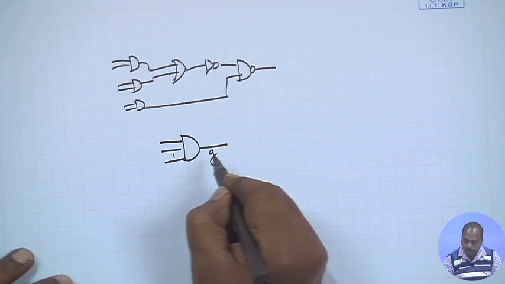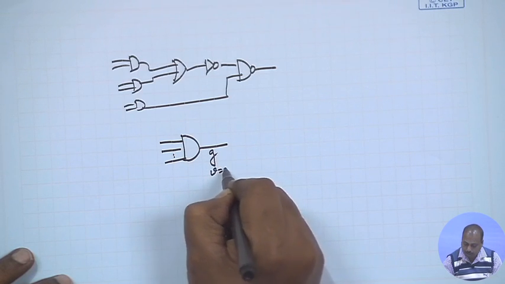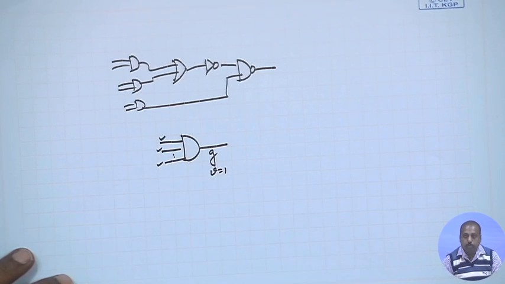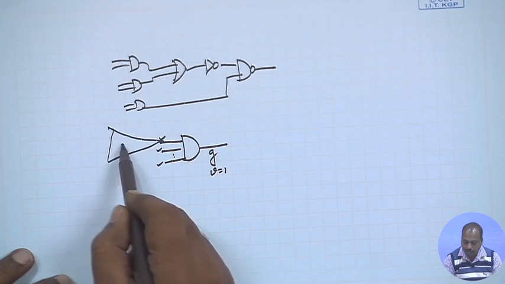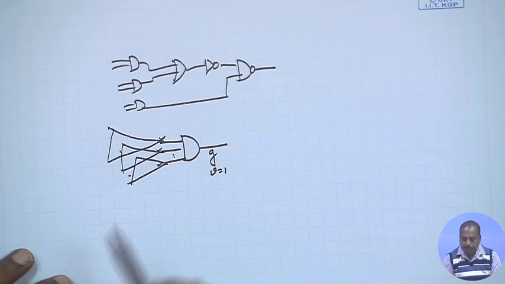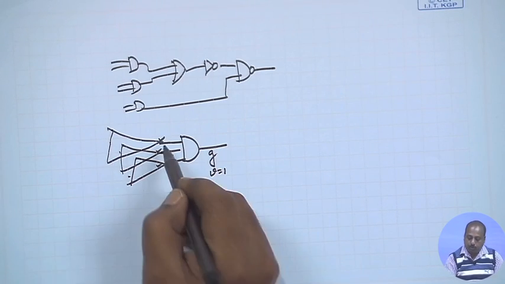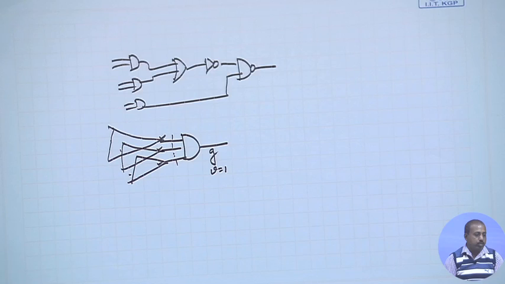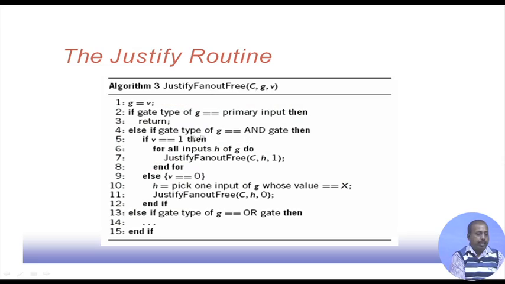If we want to put this line to 1, then all these input lines are to be put to 1. Whatever input cone we have here for these inputs, all of them need to be put equal to 1. Somehow ones must appear at all these points. That is what is said here: if the gate type is AND gate and the value that we want to put is 1, then for all inputs H of G, we need to call justify fan out free with C, H and 1. So all the inputs are to be justified.